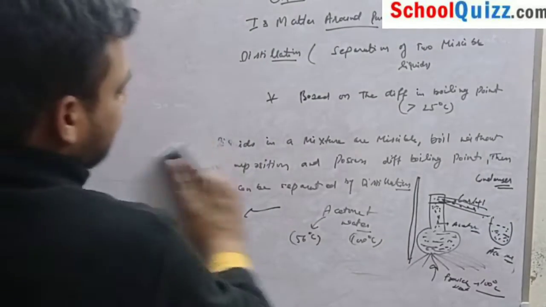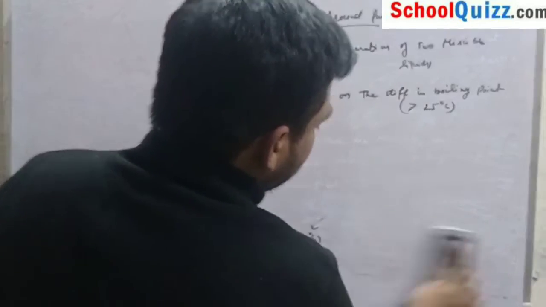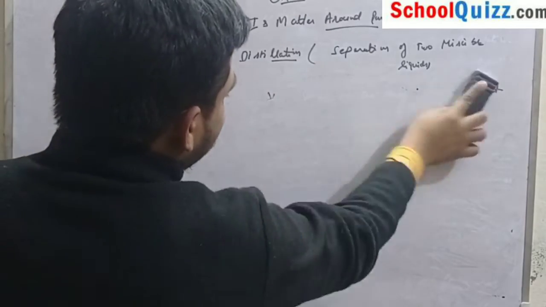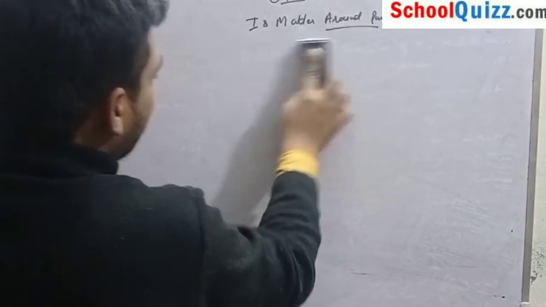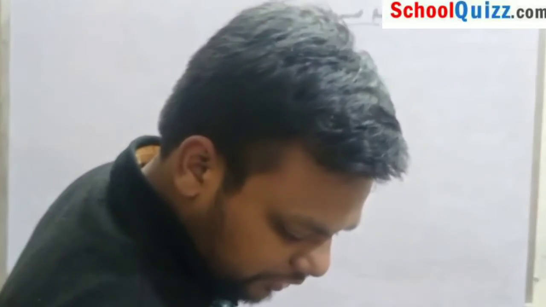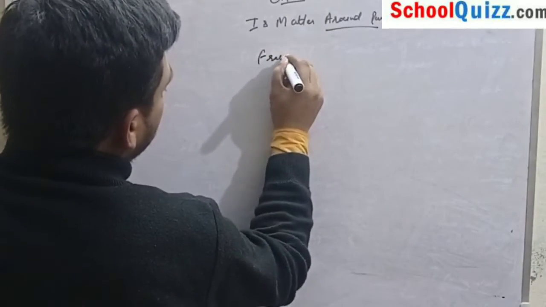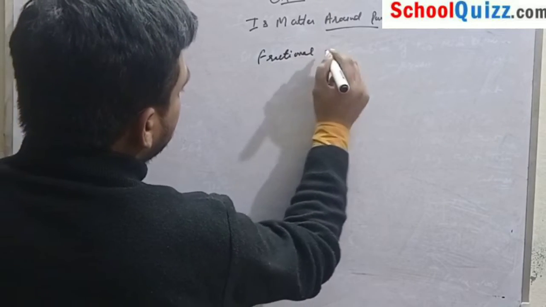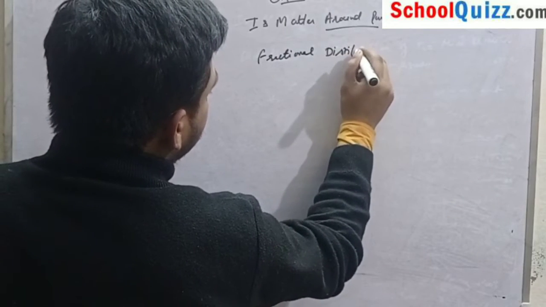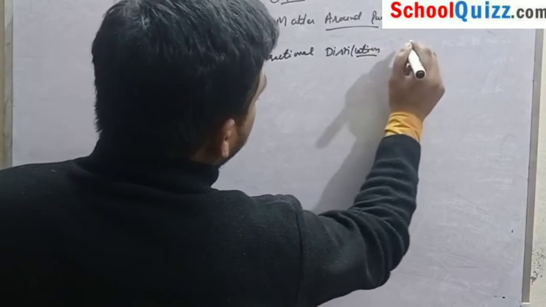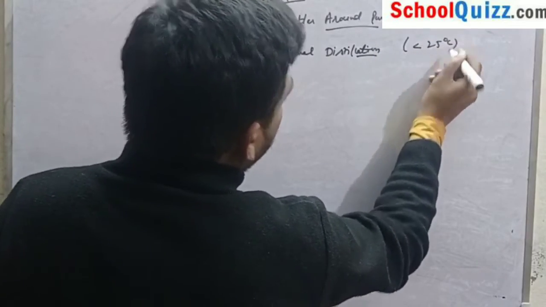degrees Celsius. But if the temperature difference is less than 25 degrees Celsius, then we can use fractional distillation. Then we will use fractional distillation if the temperature difference is less than 25 degrees Celsius. As we know, the word fraction means the difference is less.